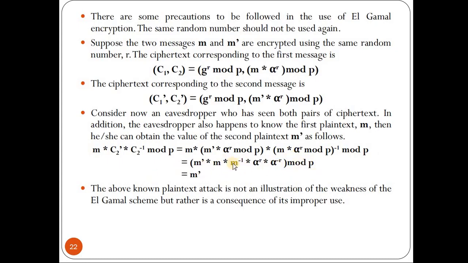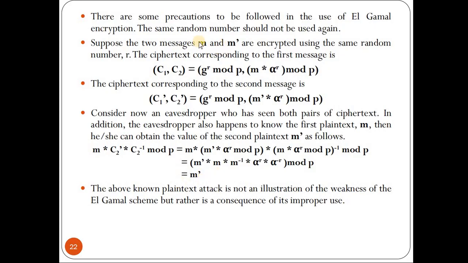So I can cancel M and M to the power minus 1, that is nothing but 1 by M. So I can cancel both. In this case also I can cancel both the variables. So what is left? M dash mod P is left. So we know that every message is less than P minus 1. So M dash mod P will give us M dash itself. So what is M dash now? It is the second message.